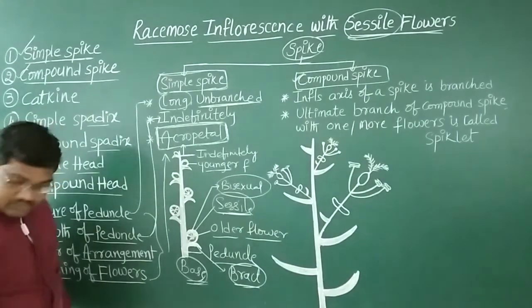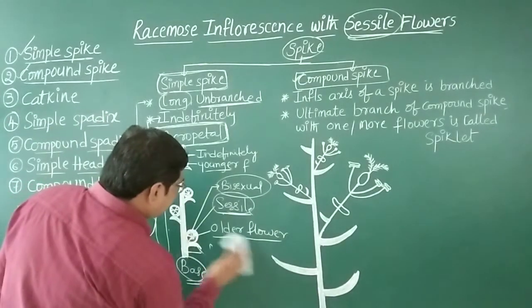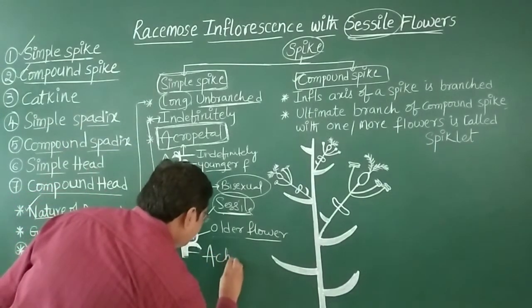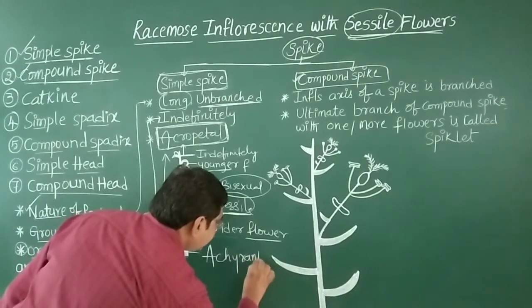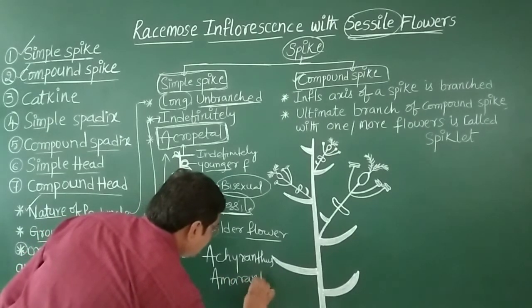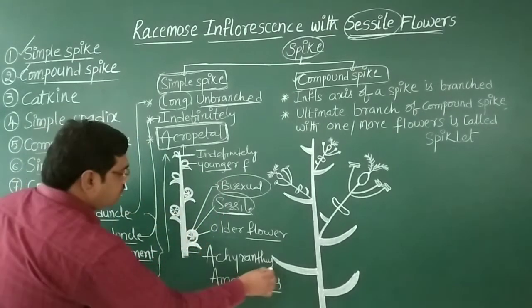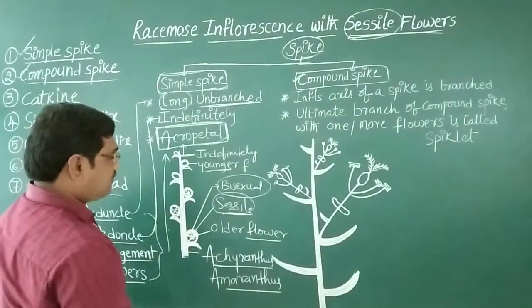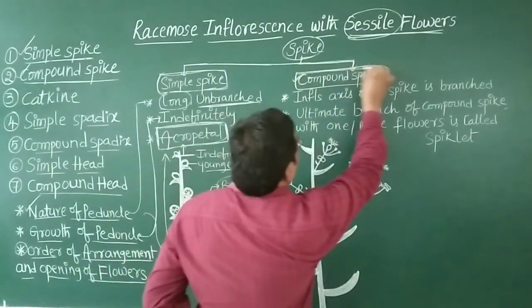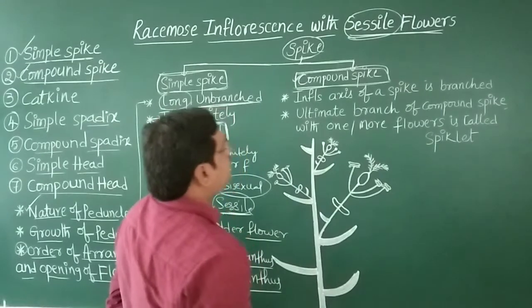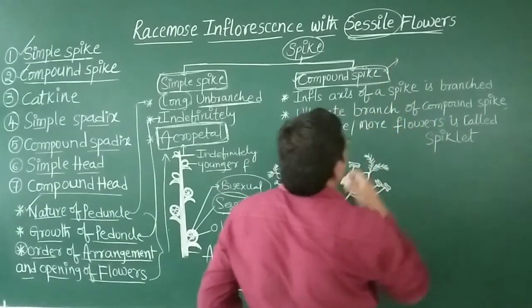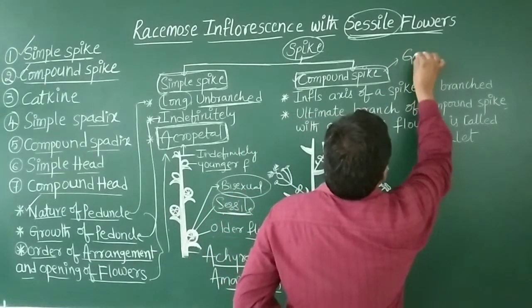What are the examples of simple spike? Achyranthes and Amaranthus. So these two are examples for the simple spike. Okay, next, the second type of spike is called compound spike. This is the most important. The compound spike is the main characteristic feature of the Gramineae family.